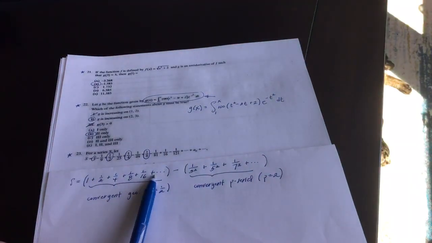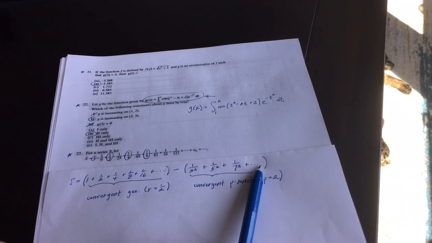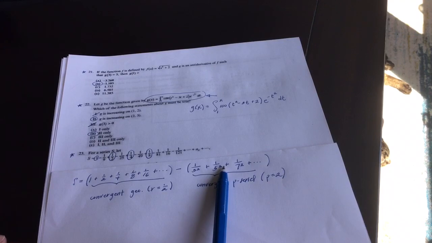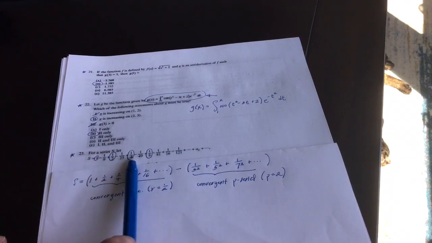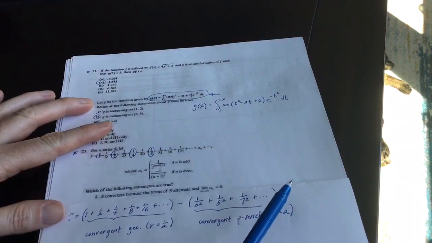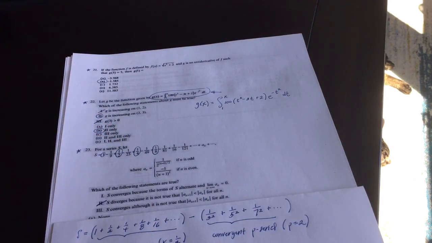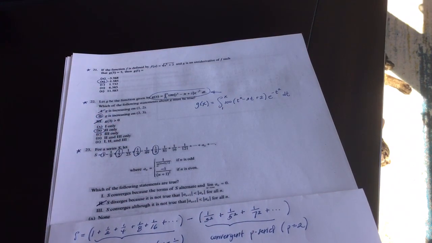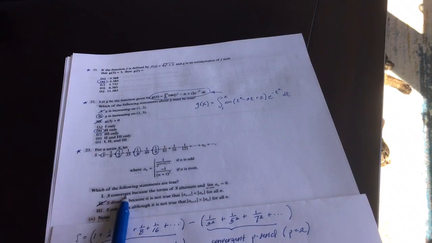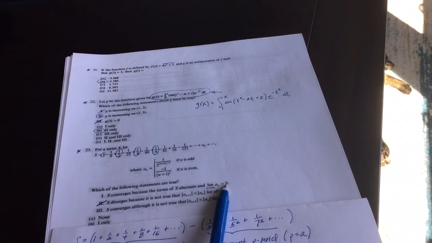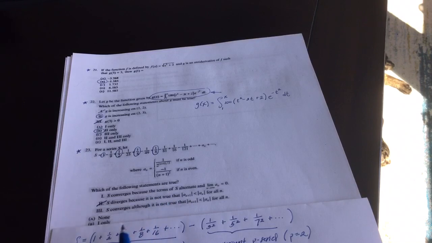So here's the deal. This adds up to something finite. This adds up to something finite. You're basically subtracting 2 finite numbers, so you're going to get a finite answer. So for that reasoning, I would say that this sum, as given, converges. So I'm just going to cross out option 2 there that says that it diverges. Now, as far as the rest of the mumbo jumbo, the sum converges because the terms of S alternate and the value of the terms go to 0. So that is not the reason that I just said that it converges.